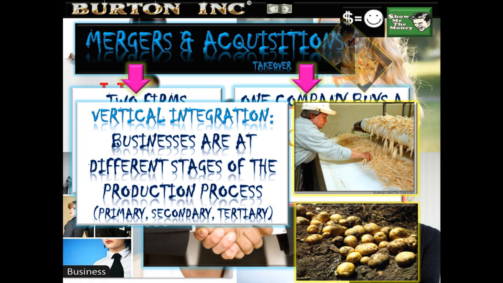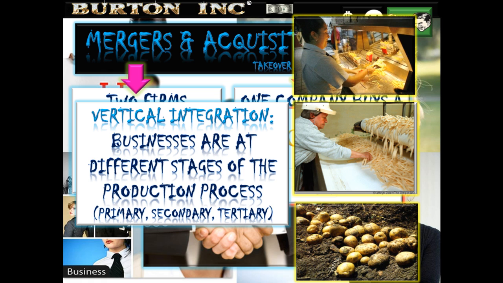So for example, a French fries, or a chip maker may acquire a potato farm. This would be vertical integration. The chip factory, the chip producer may take over, merge, or acquire a restaurant which sells chips. Vertical integration. So businesses are at different stages of the production process.